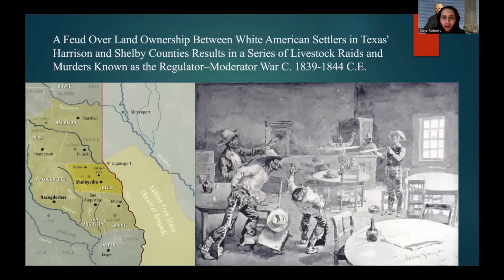Then in 1839, a feud over land ownership between white American settlers in Texas's Harrison and Shelby counties would result in a series of livestock raids and murders known as the Regulator-Moderator War that would last well into 1844 CE.